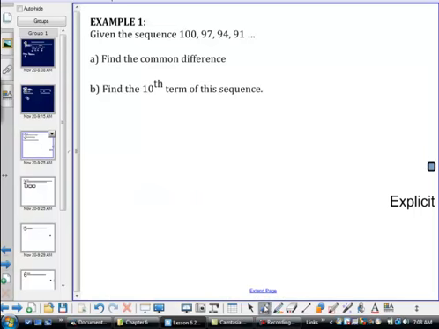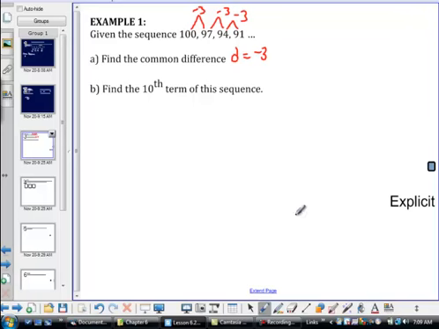Okay, so here we are with our first example. Given the sequence 100, 97, 94, 91, find the common difference is the first thing. Well, you always have to do that. Okay, what did I do to 100 to get to 97? I minus 3. Okay, so my common difference is that I added on a negative 3. So that's my common difference. Find the 10th term of this sequence.